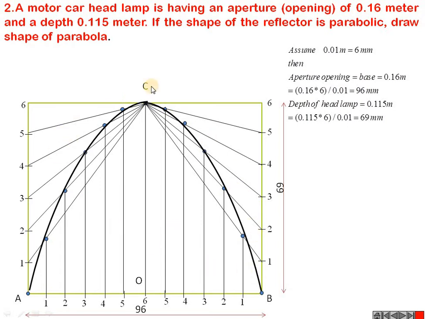Okay, so this is the method. Here you mark 1 dash, 2 dash, 3 dash, 4 dash, 5 dash. We require an equal number of divisions here and here. Okay, so this AB is our aperture opening and OC is our depth. I have assumed here the scale 0.01 meter is equal to 6 mm. So 0.16 meter becomes 96 mm, so that is our base, and 0.115 meter becomes 69 mm, so that is our height.